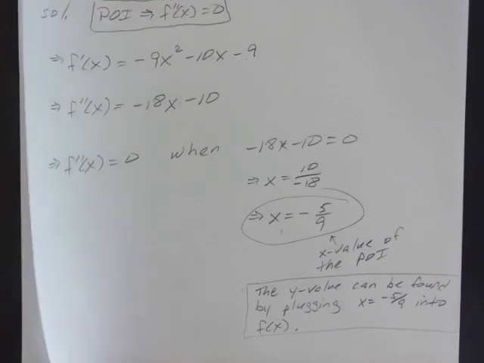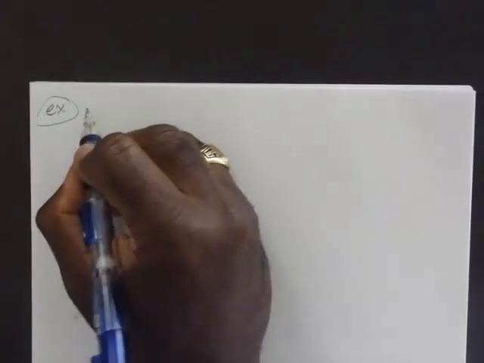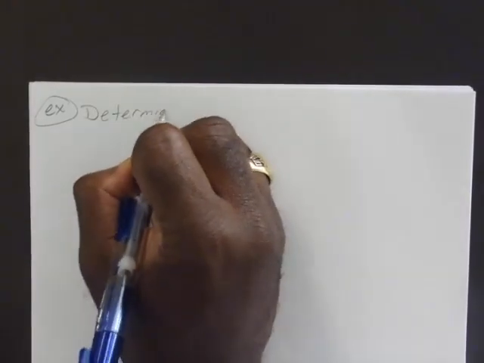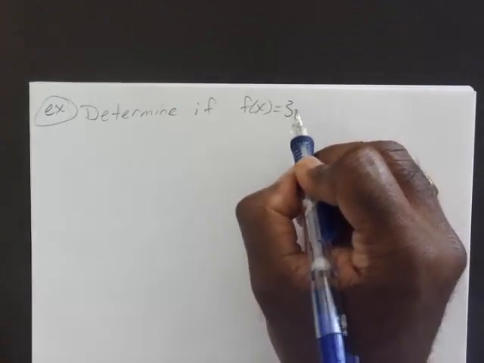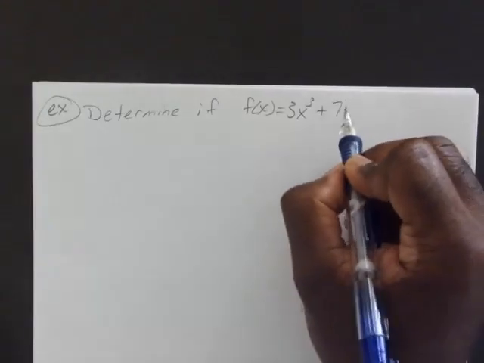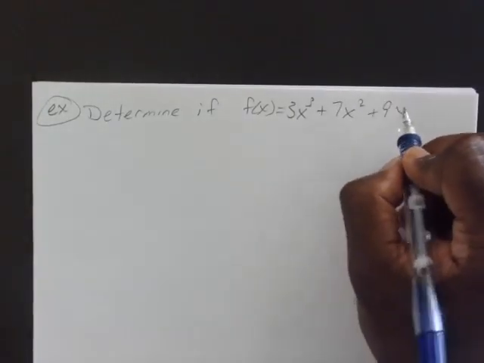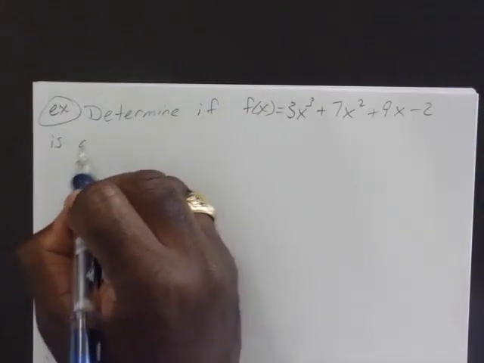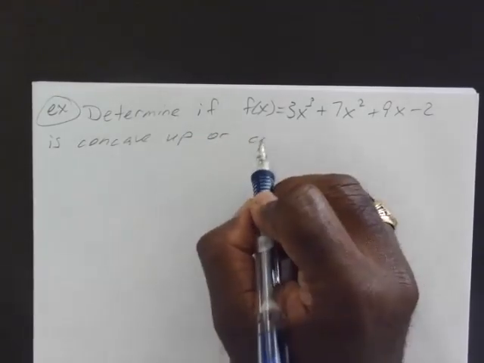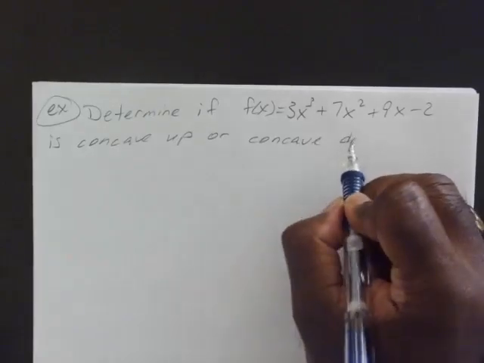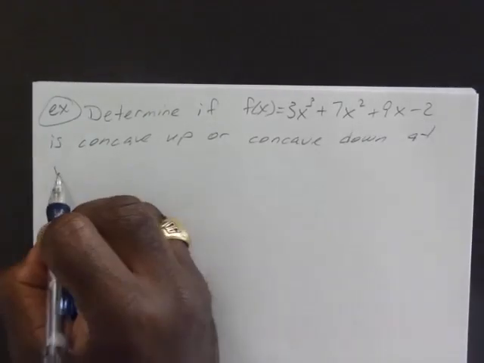All right. So let's say, for example, we wanted to determine if f of x is equal to 3x to the third power plus 7x squared plus 9x minus 2 is concave up or concave down at x is equal to 1.